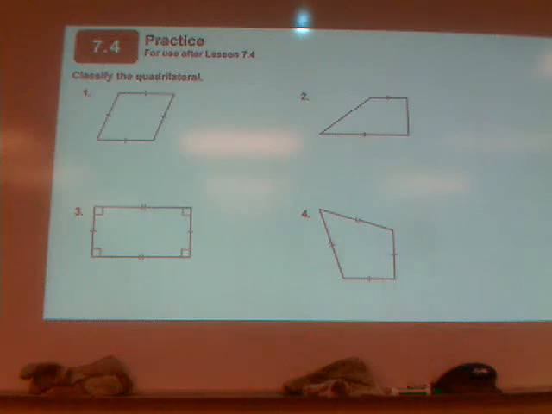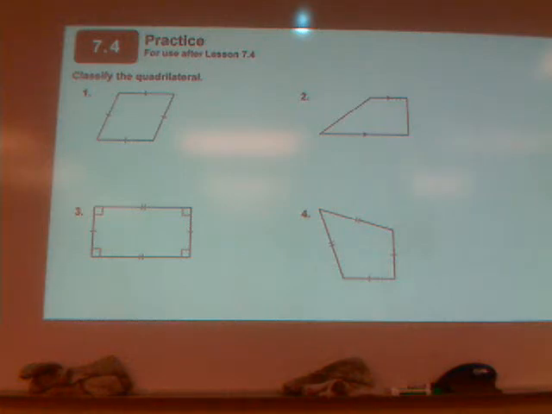So here on page 160 in the Record and Practice Journal, they're asking us in this first set of examples, 1 through 4, to classify the quadrilateral. In other words, just give all the names that apply to the shape. So the first thing we want to do is look at the number of parallel sides, because the number of parallel sides really tells the story here.